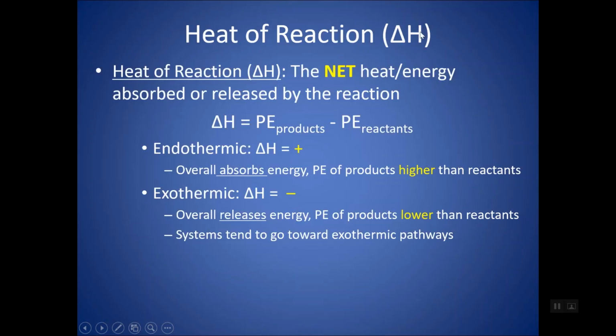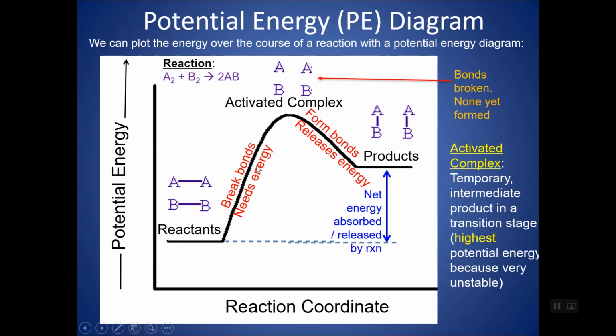So a couple of definitions. The heat of reaction, delta H, is the net amount of heat or energy absorbed or released by the reaction. The products minus the reactant potential energy can give me this value. So if I come back here, if I actually had values here, if I go across and find the product potential energy and the reactants, I could subtract them and get the net amount of energy absorbed or released. Depending on the reaction, reactants might be higher than products, but the activated complex is always going to be the highest point on the curve because I need an input of energy to break the bonds first.